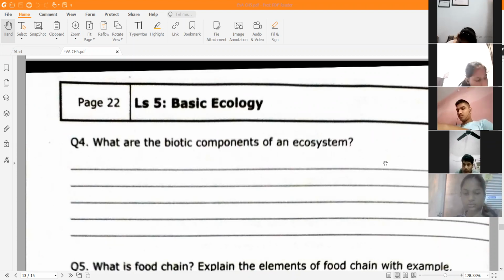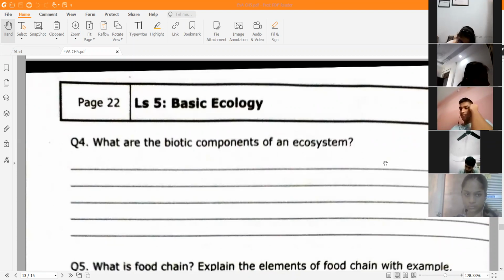Yasharth Yadav, answer this from page 44. What are biotic components of an ecosystem? I'm even telling you the page number. Go to the heading and tell.